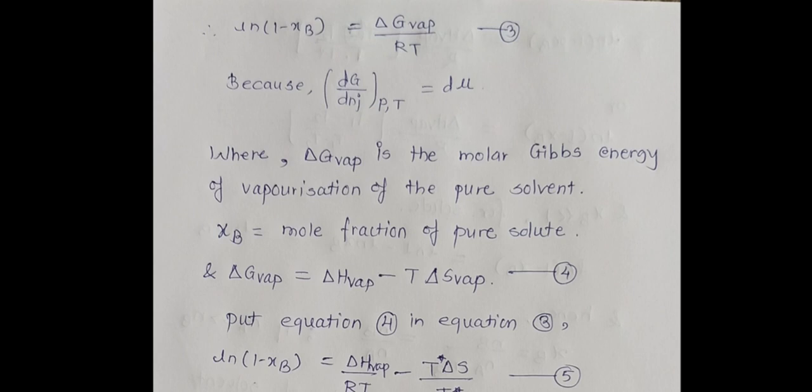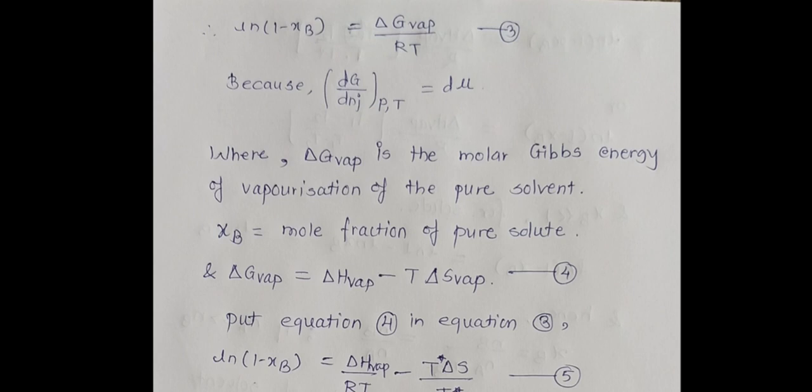Then, the definition of delta G vaporization: as we know, delta G is equal to delta H minus T delta S. Simply, you can write delta H with the suffix vaporization. So delta G vaporization is equal to delta H vaporization minus T delta S vaporization. Now, this is our equation number 4. So just put this equation number 4 in equation number 3. The left side remains as it is, ln of 1 minus XB.